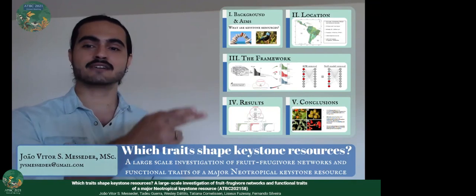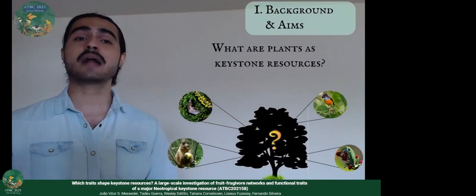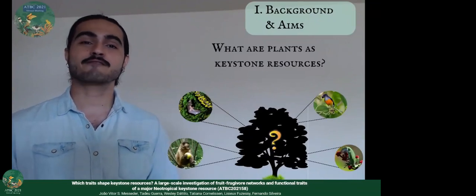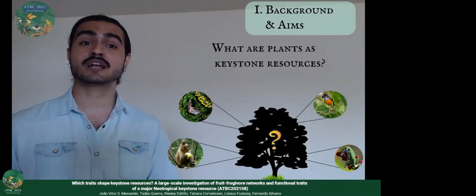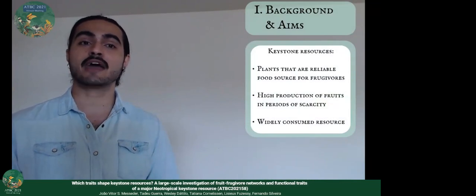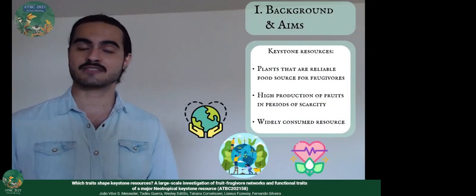Here, on the right side of the screen, you can have an overview of my virtual poster. Derived from the keystone species concept, keystone plant resources are fleshy fruiting plants that can produce a large number of fruits to sustain many frugivorous animals. Their proper identification can directly help the development of better conservation and restoration management strategies.